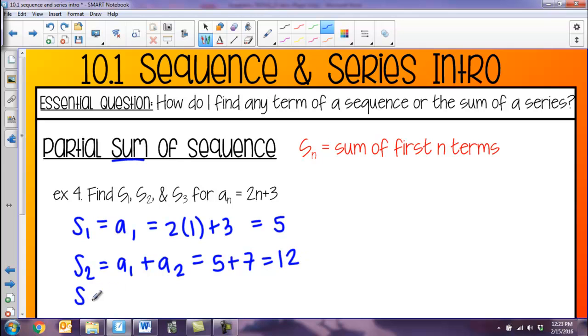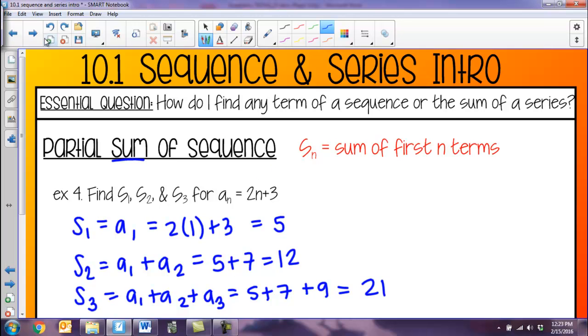Okay, and finally our last partial sum, S sub 3, I just take all of the terms in that sequence. So I'd have 3 terms and I add them together. So I'd have 5 plus 7 plus 9, and that would get me to 21. So that's all that a partial sum means. It means add up all the terms up until that number.